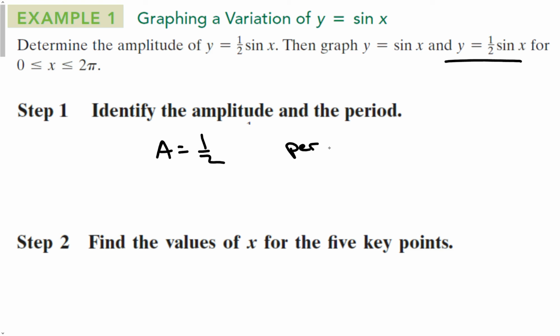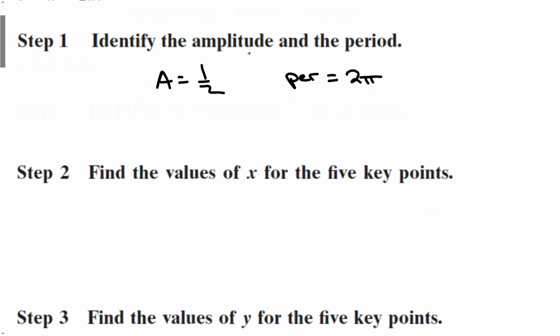The period, there's a formula to get period, but for now, we haven't changed the period. A number right there would change the period, but we haven't changed it, so the period of a standard sine function is always 2 pi.